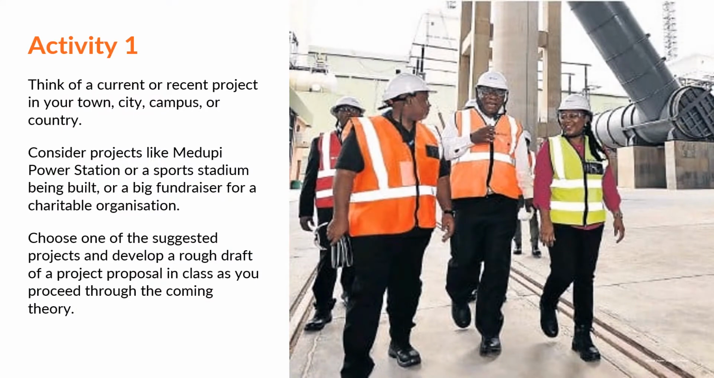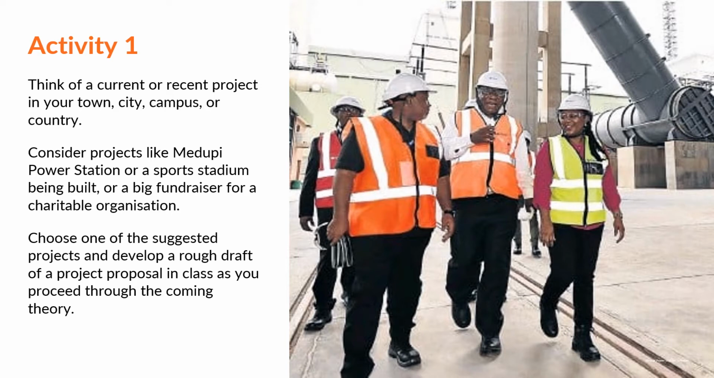So you're going to think of a current or recent project in your town, city, campus, or country. It can be a project like Majuba Power Station or a sports stadium that's being built. It could be, rather than a construction project, a fundraising project for a charitable organization.